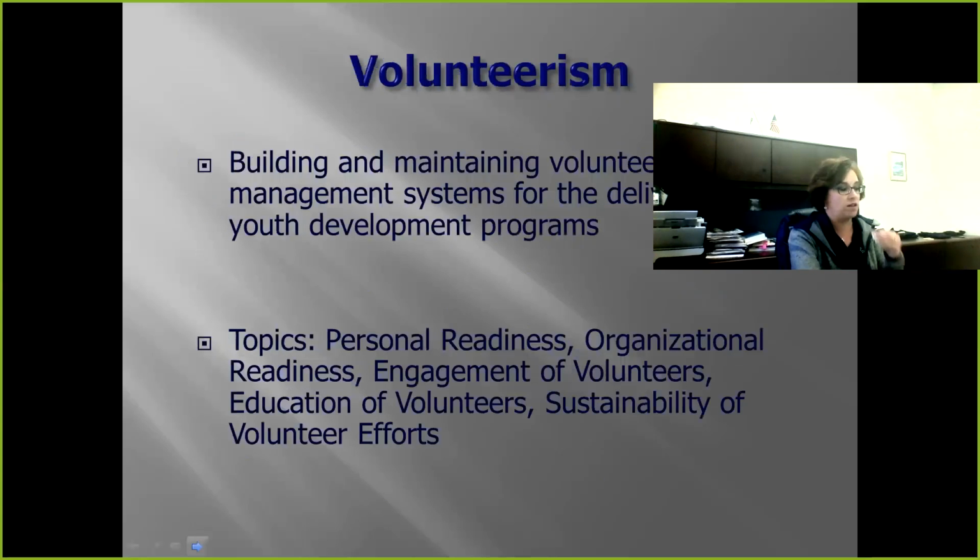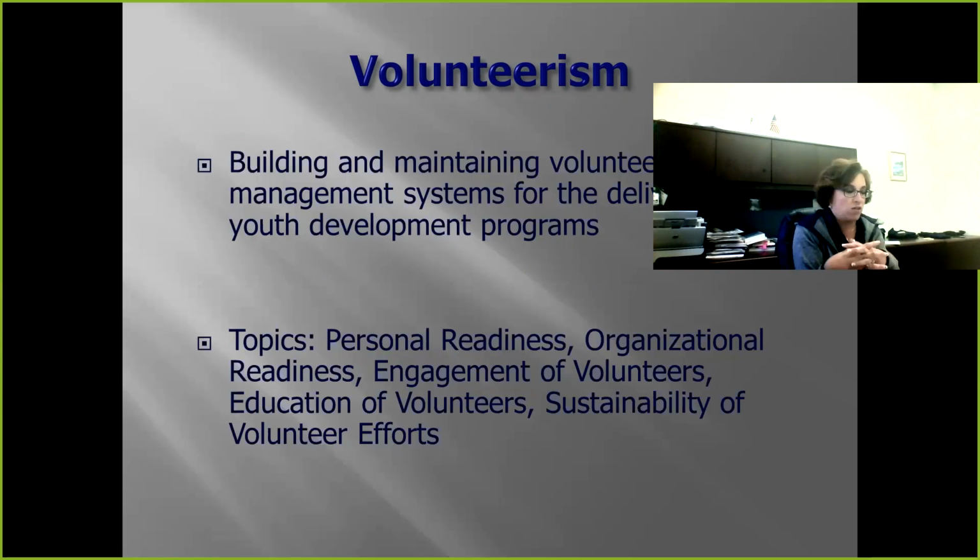The next one is volunteerism. So this is building and maintaining our volunteer management system, both for the delivery of our programs. We all know that we can't do this work without our volunteers, and so it's really important that we have our volunteers and that we understand what that means. So things like personal readiness, our organizational readiness, engagement of volunteers, the education of volunteers, and the sustainability.